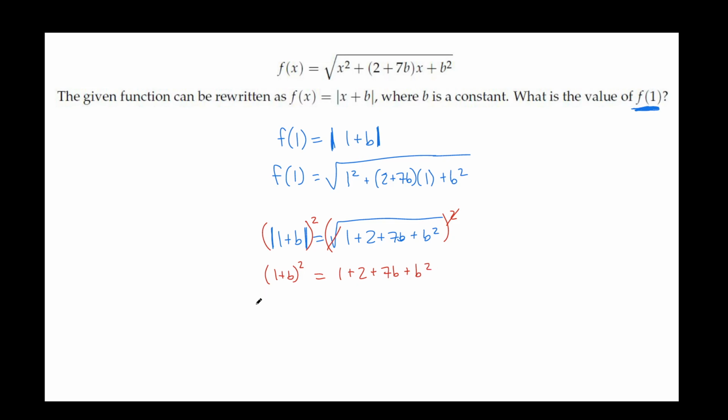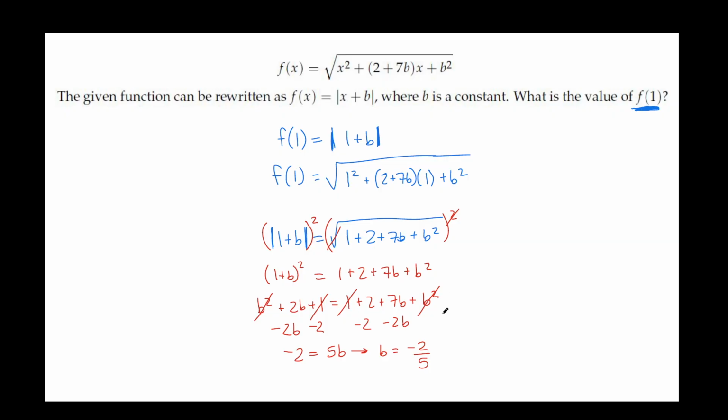And I got to FOIL this out here. That would be equal to b squared plus 2b plus 1 equals this quantity from before. And looks like I can cross out the b squareds and the 1's here. If I subtract 2b on both sides, then I'm going to get, well, let me actually subtract the 2 on both sides as well. Negative 2 equals 5 times b. That means that b is going to be equal to negative 2 over 5. But that's not the answer that we wanted.